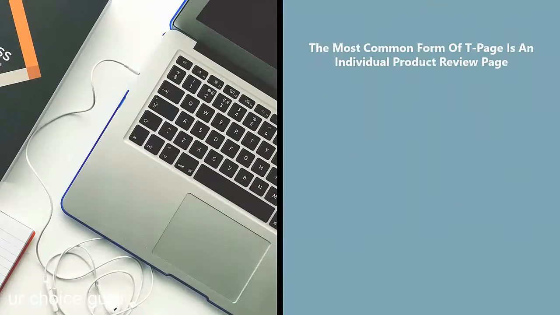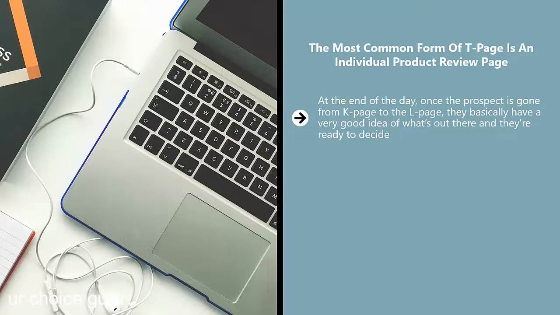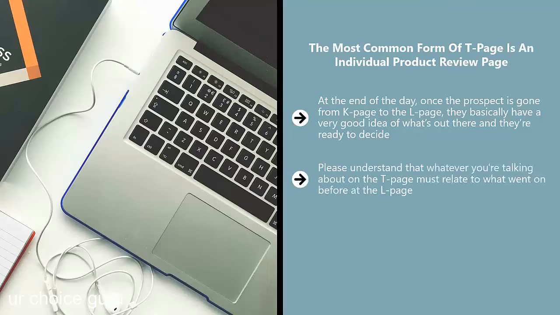The most common form of T page is an individual product review page. At the end of the day, once the prospect has gone from K page to the L page, they basically have a very good idea of what's out there and they're ready to decide. Now, they're basically properly educated. Your T page then should get straight to the point. It should basically just say, okay, these are the reasons why you should trust this particular product. Please understand that whatever you're talking about on the T page must relate to what went on before at the L page. So if the L page convinced the reader that the hallmarks of a superior product is 1, 2, 3, your T page better mention 1, 2, 3.